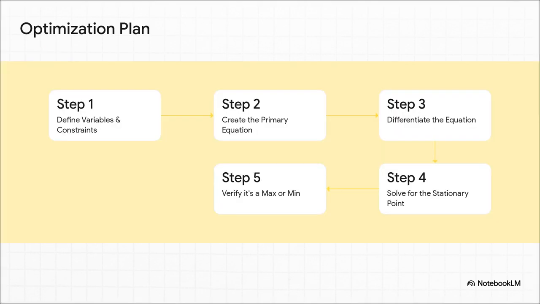This is it. So here it is, the 5-step game plan for crushing any optimization problem. First, figure out your variables and any limits or constraints. Second, build the main equation for whatever it is you're trying to maximize or minimize. And from there, hey, it's the stuff we just learned. You differentiate the equation, you set it to 0 to find the stationary point, and then step 5, you just double-check that you've actually found the max or min you were looking for.